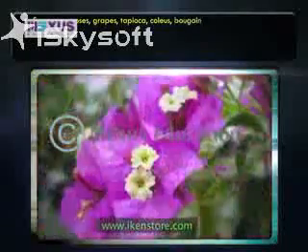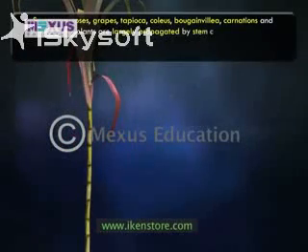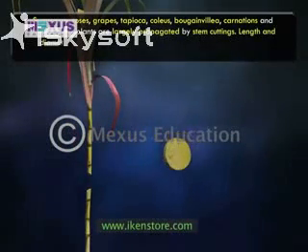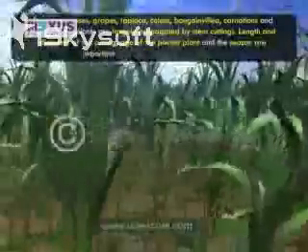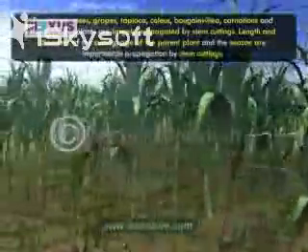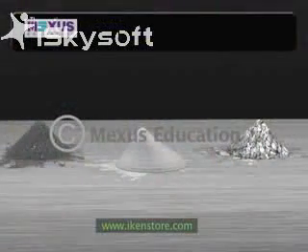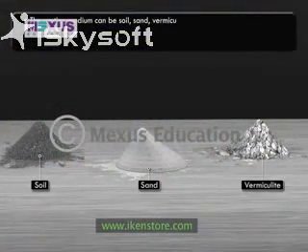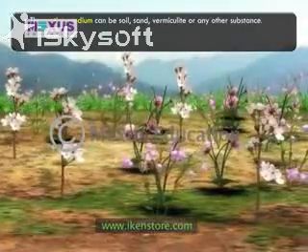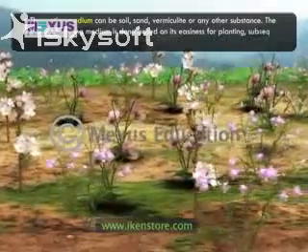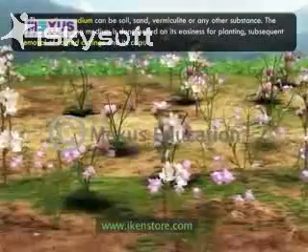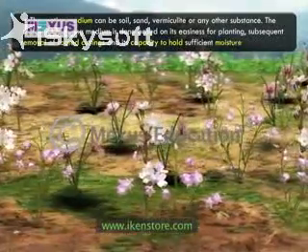Sugarcane, roses, grapes, tapioca, coleus, bougainvillea, carnations and several other plants are largely propagated by stem cuttings. The length and the diameter of the cutting, age of the parent plant and the season are important in propagation by stem cuttings. The rooting medium can be soil, sand, vermiculite or any other substance. The selection of rooting medium is done based on its easiness for planting, subsequent removal of rooted cuttings and its capacity to hold sufficient moisture and aeration.